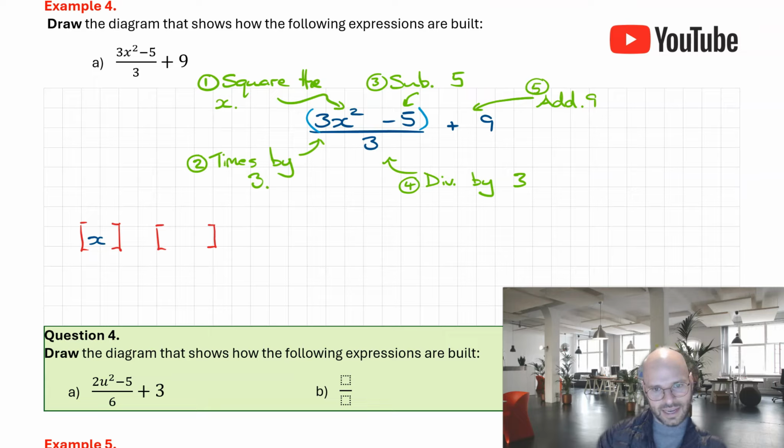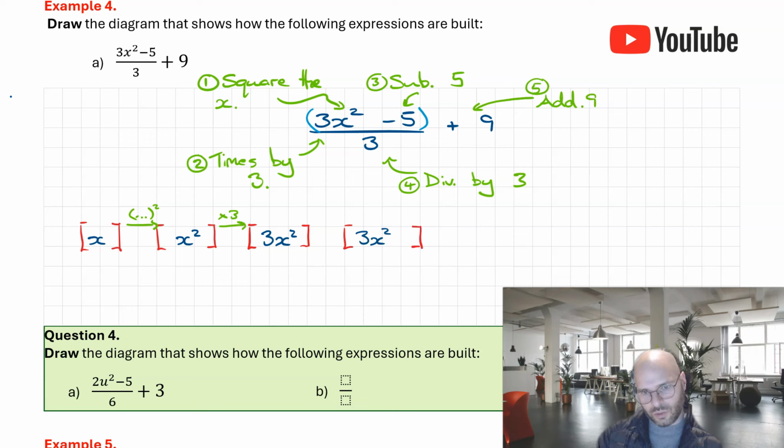From the x is going to turn into an x squared. This occurs because we employ the squaring operation. After this, x squared is going to turn into a 3x squared. This occurs because we're going to multiply by 3. After this, 3x squared is going to turn into 3x squared take 5, because we're taking 5.